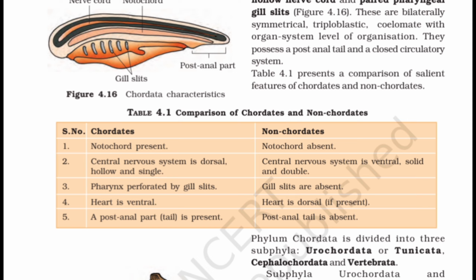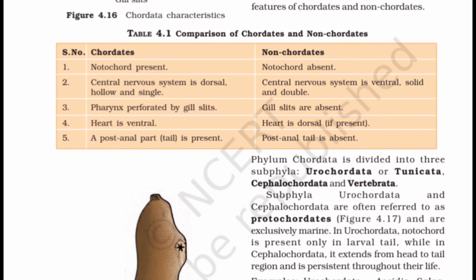In chordates, the heart is ventral. In the non-chordates, the heart is dorsal if present. And in the fifth point, in chordates, a post-anal tail is present. And in the non-chordates, the post-anal tail is absent.